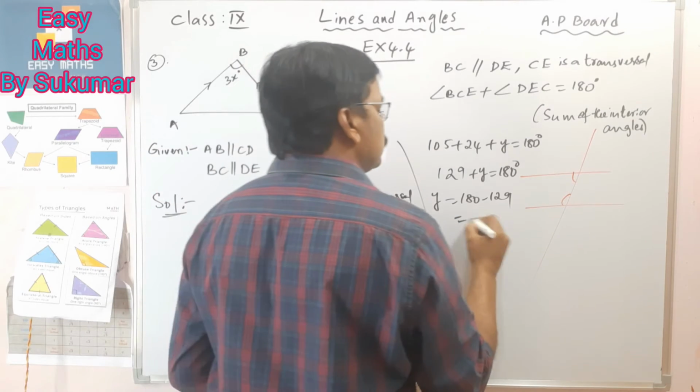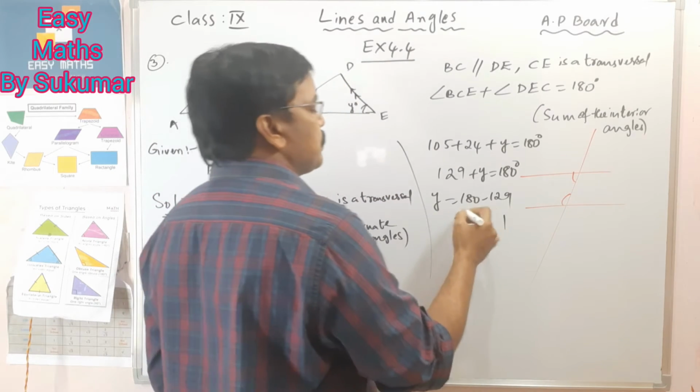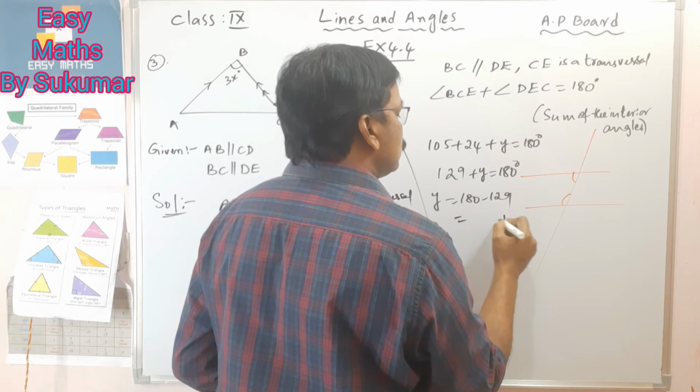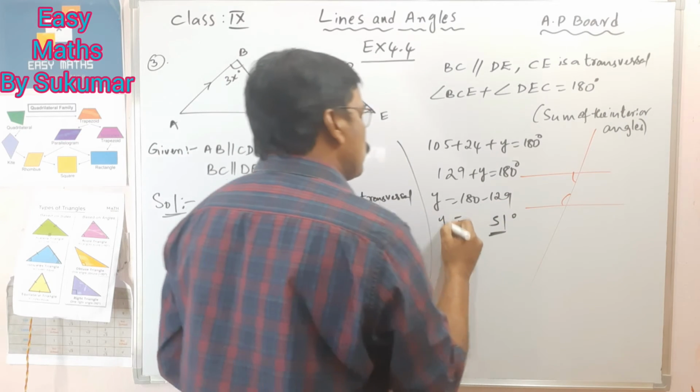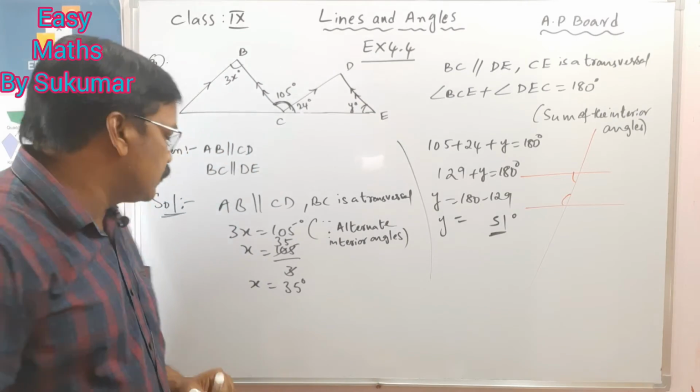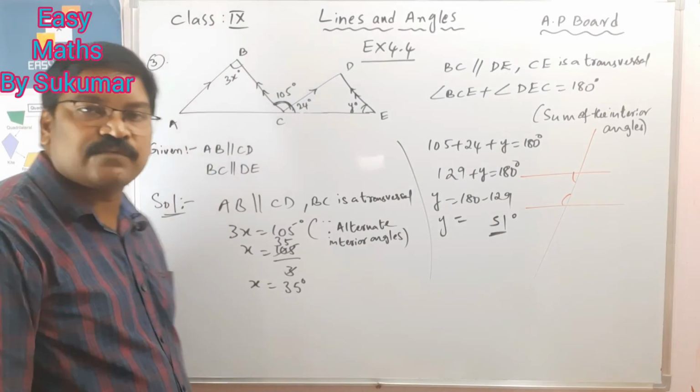So 10 minus 9 is 1, and 7 minus 2 is 5. So that is 51 degrees. So y is equal to 51 degrees. X is equal to 35 degrees.